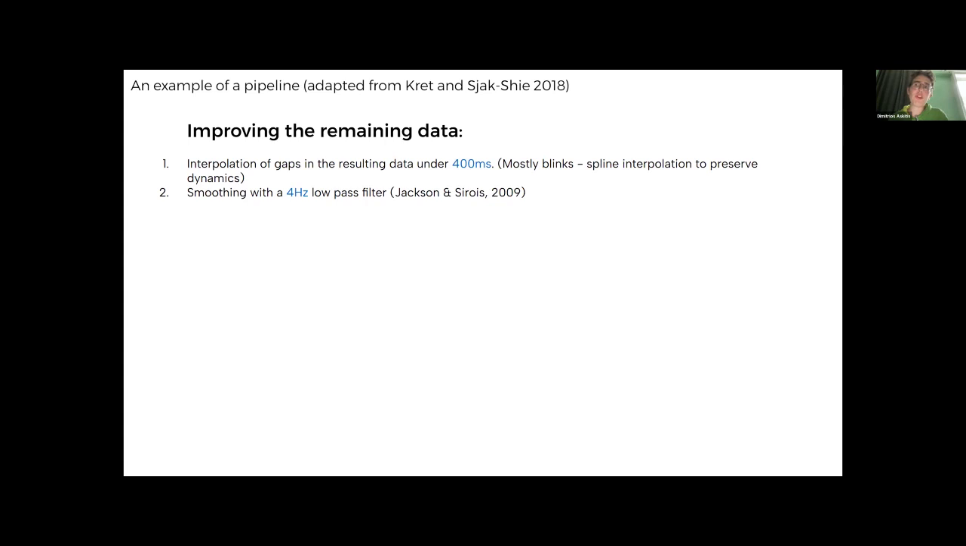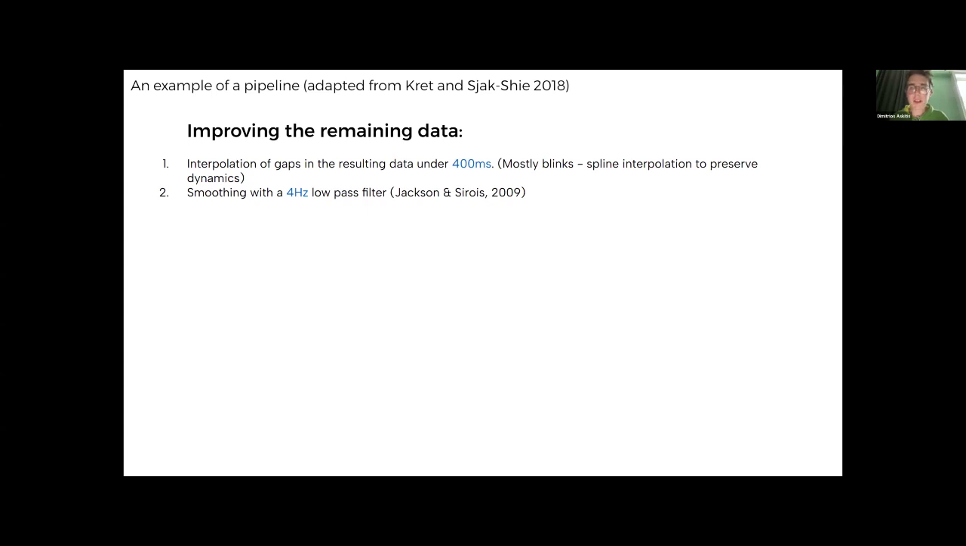You can choose up to which length of missing data you want to interpolate. Some people just interpolate everything. Some people, like us, choose to put 400 milliseconds because that usually catches all the blinks of a baby. Babies also have slower blinks, I think, than adults. Adults are usually between 100 and 200 milliseconds, but babies, we see in our data, can blink for longer.